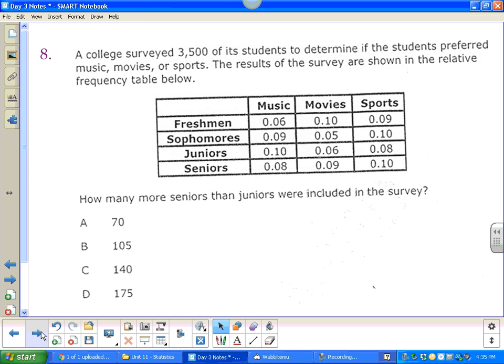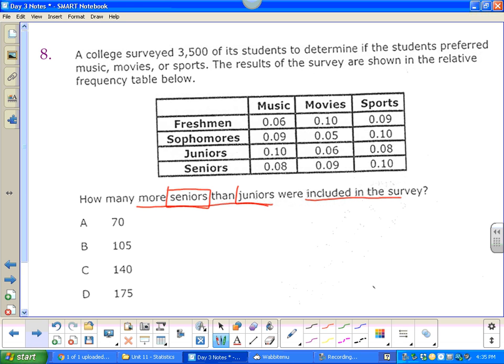So this is a college that surveyed 3,500 of its students to determine if the students prefer music, movies, or sports. The results are in the table below. So we've got freshmen, sophomores, juniors, and seniors, and whether they like music, movies, or sports. It asks how many more seniors than juniors were included in the survey. It doesn't have anything to do with what they like. I just want to compare seniors to juniors. So let's look at my juniors and let's look at my seniors.